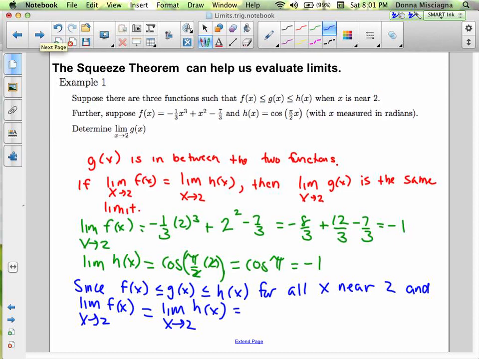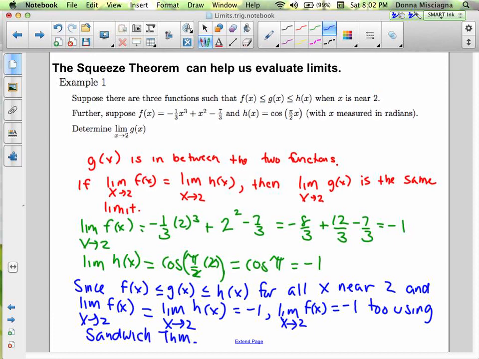and that limit is equal to negative 1, the limit of f of x as x approaches 2 equals -1, using, whichever you want to call it, squeeze or sandwich. I have a tendency to like to use the word sandwich, the sandwich theorem. You've got a sandwich, the other two functions are the bread, and that third function is the stuff in between.